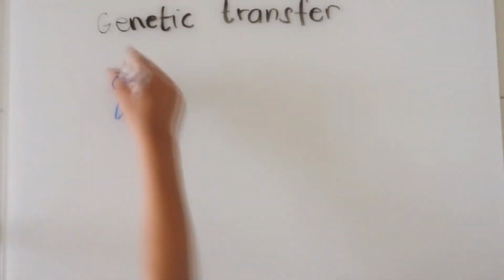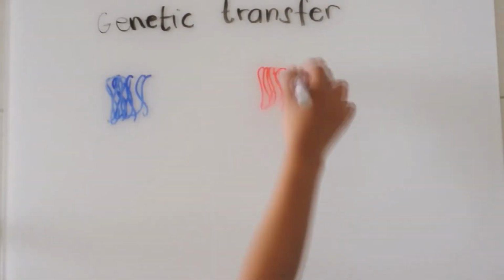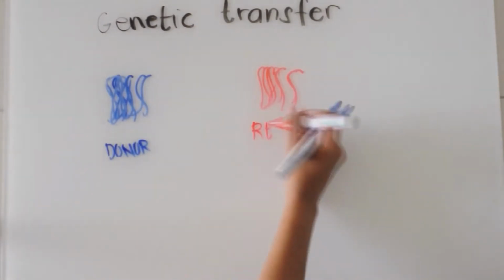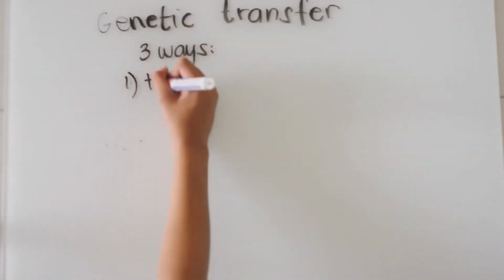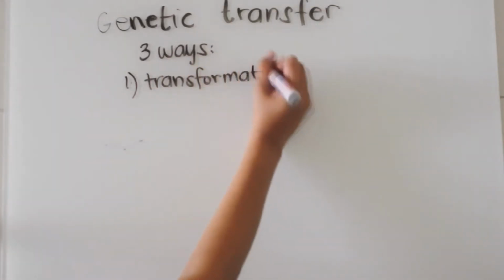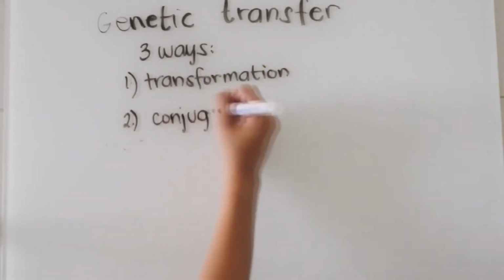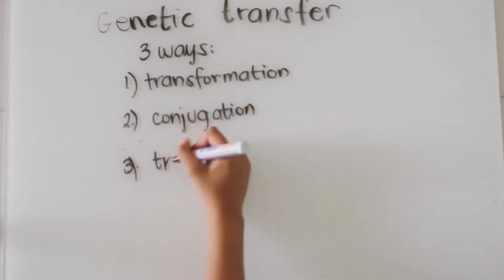Genetic transfer is the mechanism by which DNA is transferred from a donor to a recipient. In bacteria, genetic transfer can happen three ways. The first way is by transformation, the second by conjugation, and the third by transduction. But today we are going to talk about the process of transduction.